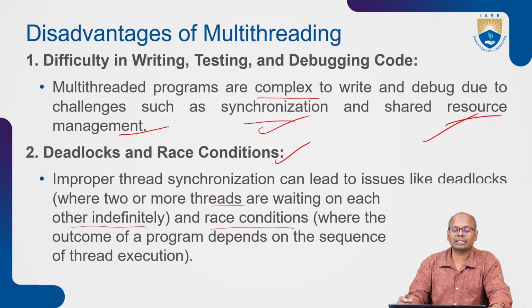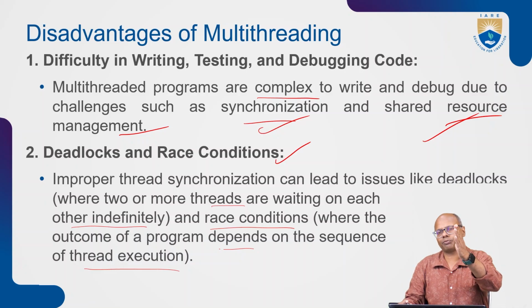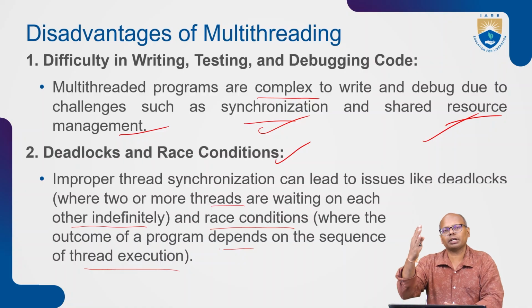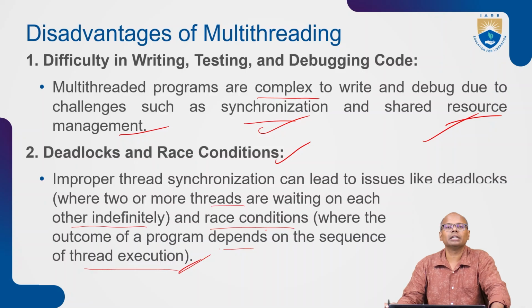The other one is race conditions, where the outcome of the program depends on the sequence of thread execution. Say I have three different parallel tasks running, and if one task is completed first, I will get one result, and if the second task completes first, I get a different result. That kind of thing can sometimes happen. So that is about race conditions.